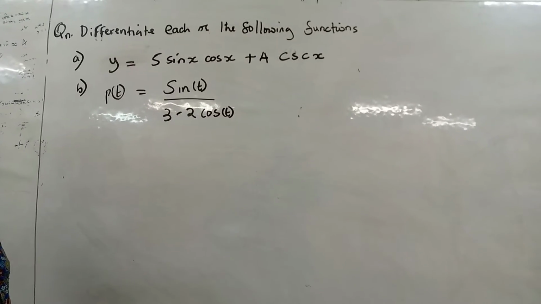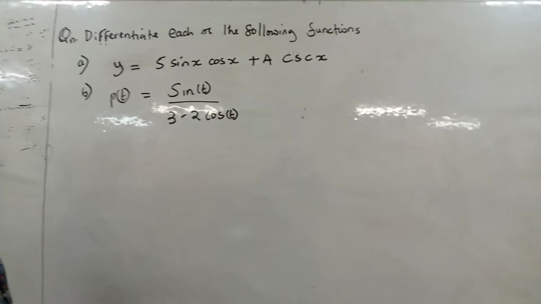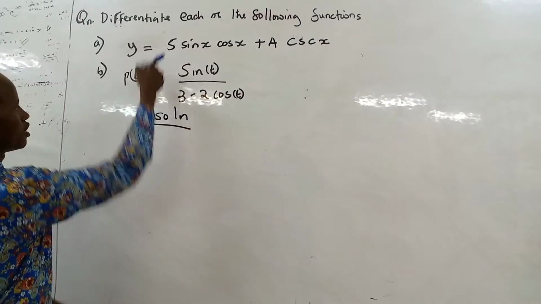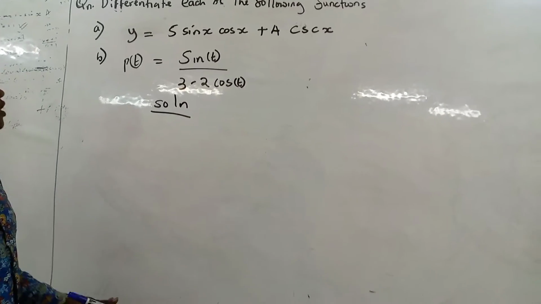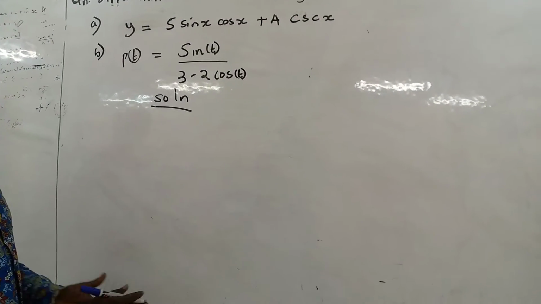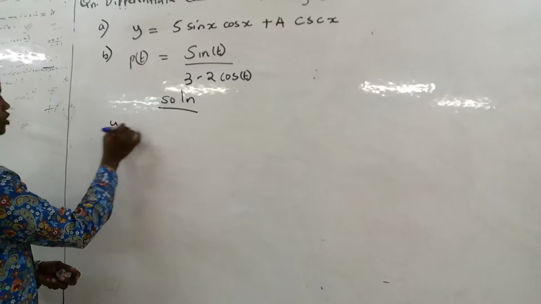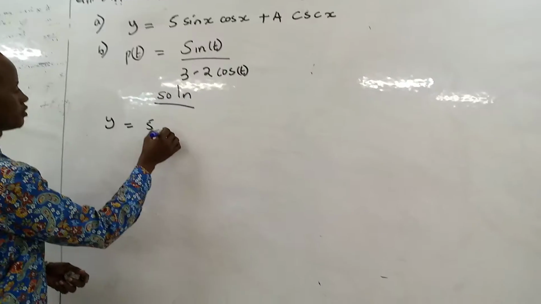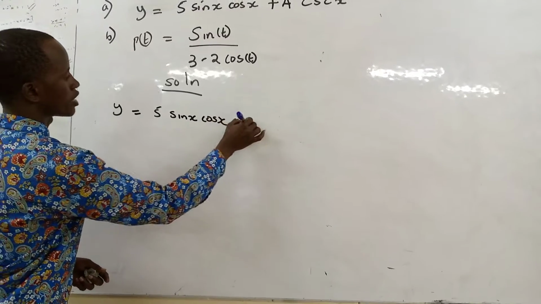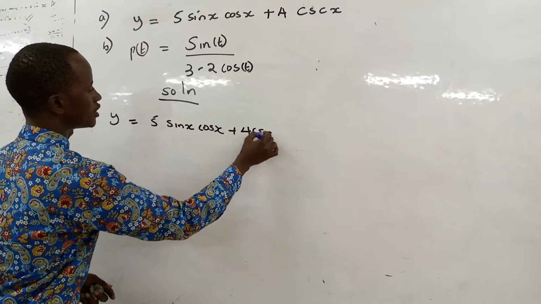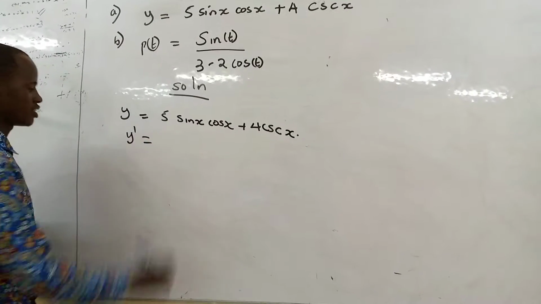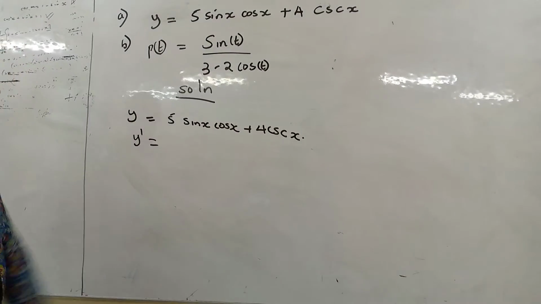Differentiate each of the following functions. So we are tackling the first function. We are given g(x) = 5 sine of x cosine of x plus 4 cosecant of x. You are supposed to differentiate to get g prime of x with respect to x.